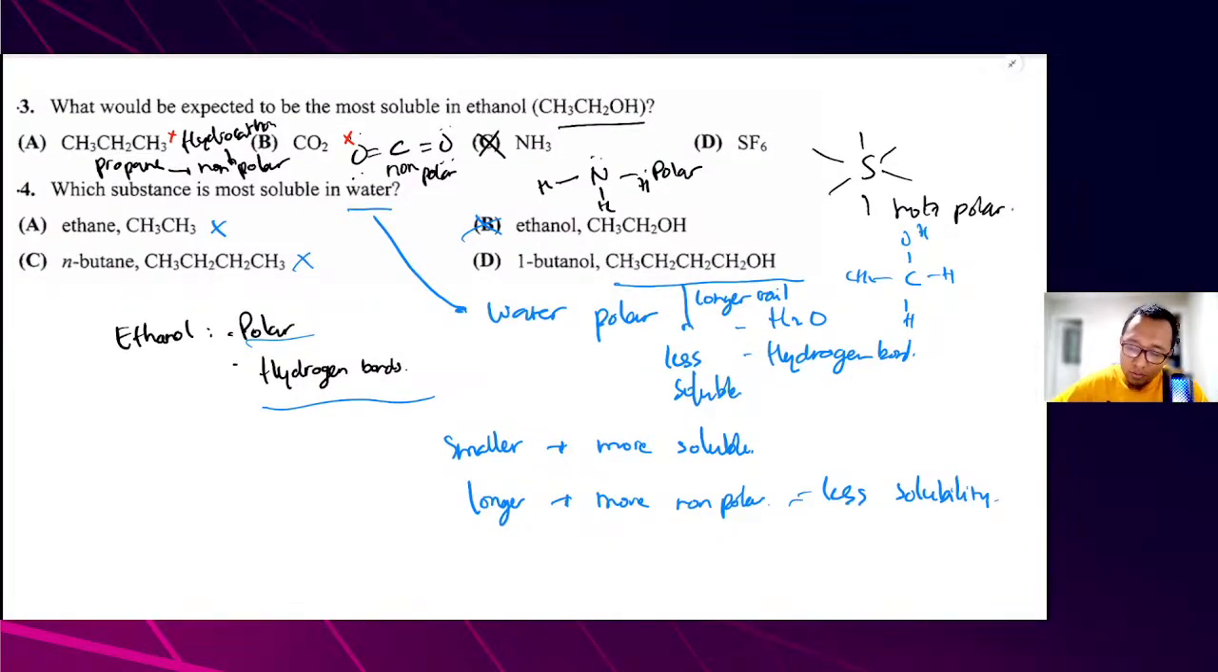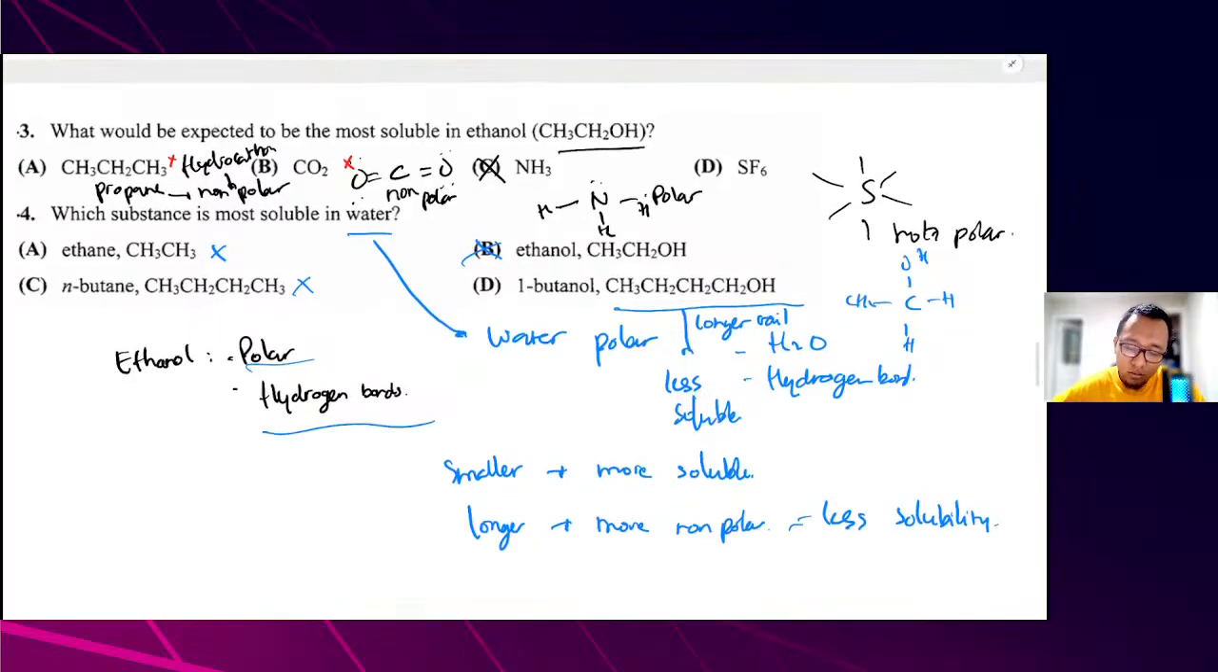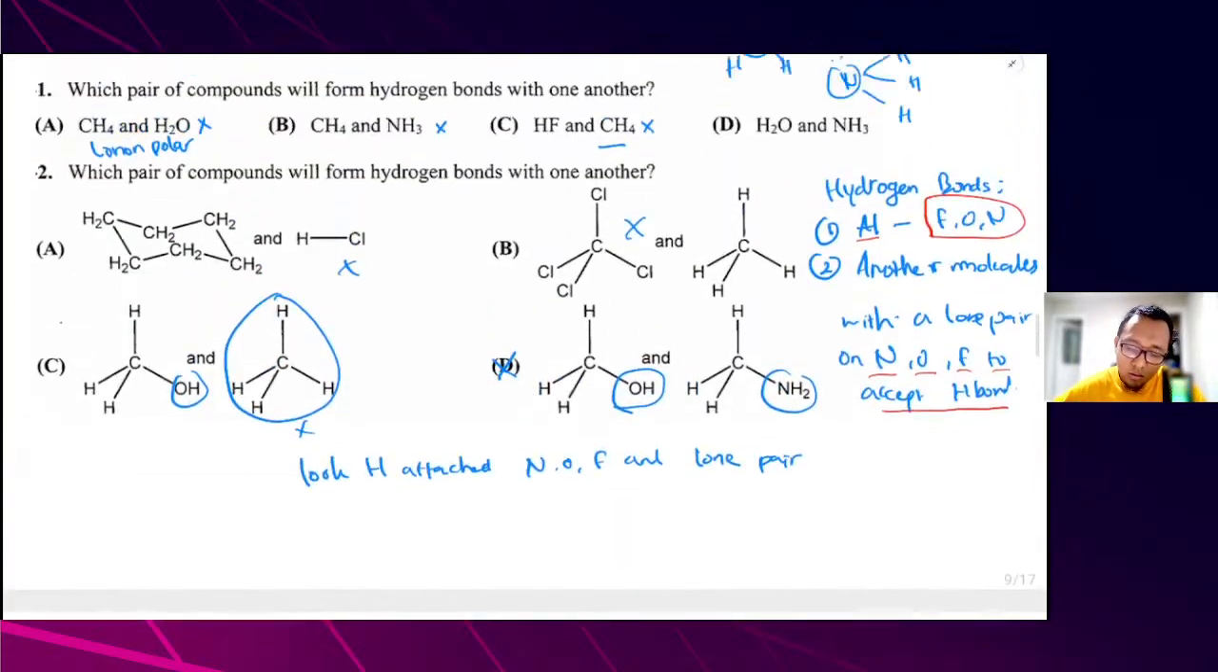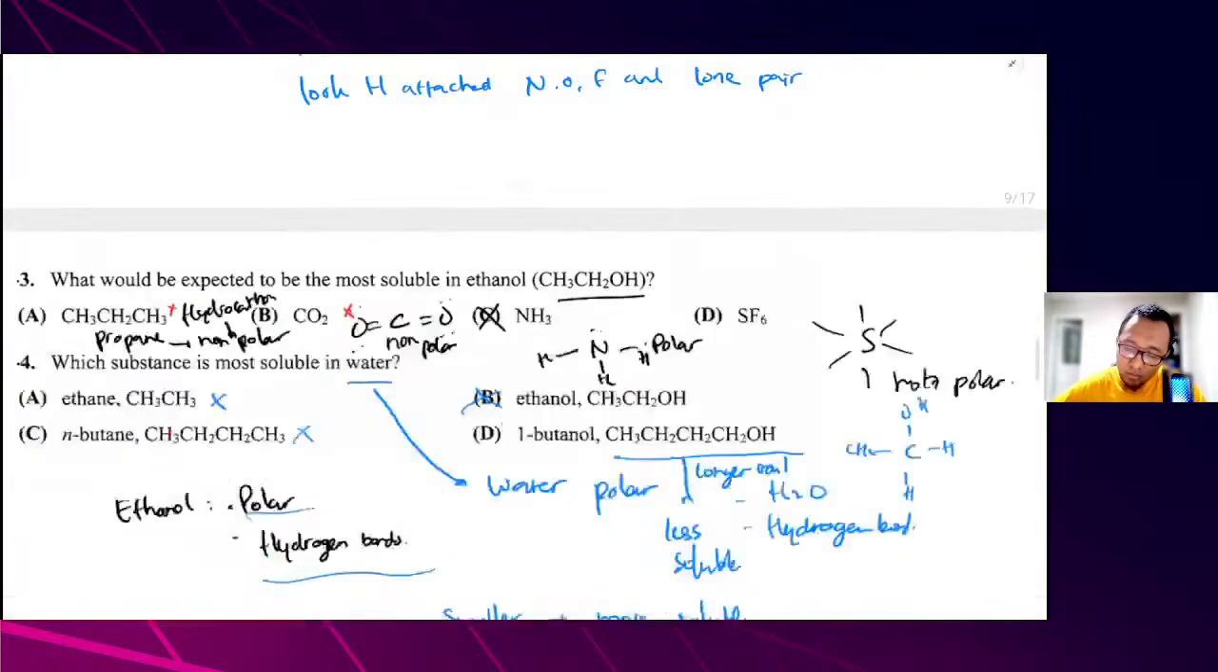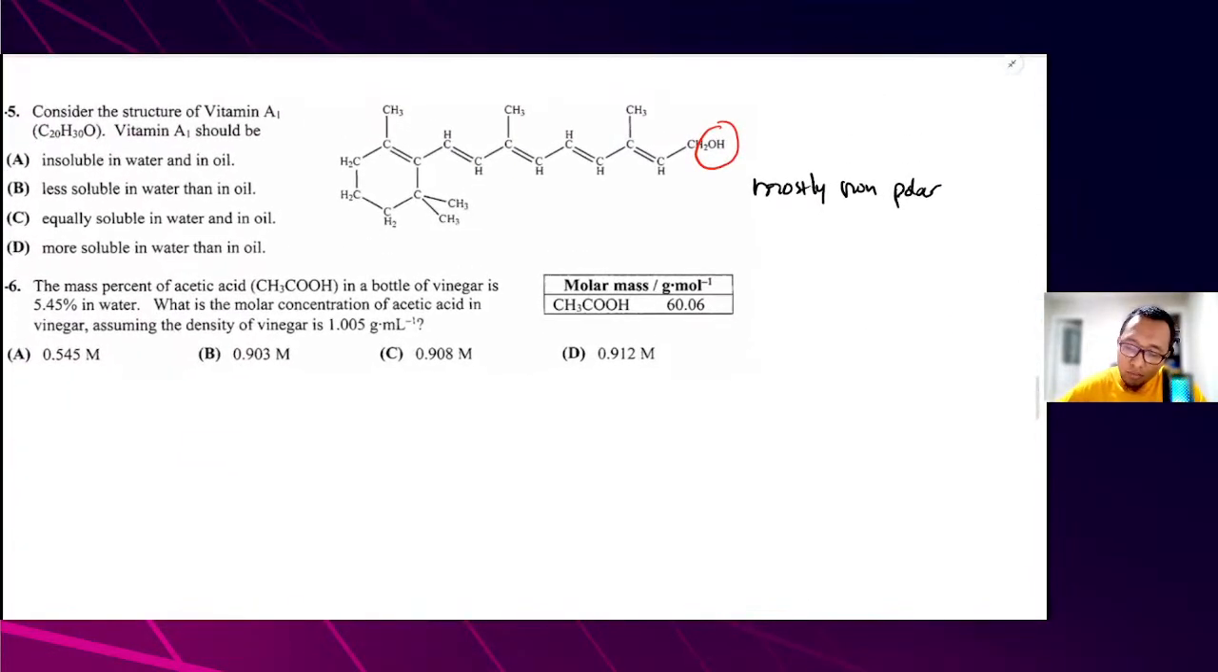Just to double check the answers: number 4 is B, number 3 is C, number 2 is D. Right. So let's look at number 5.